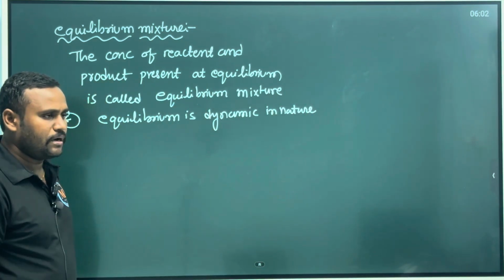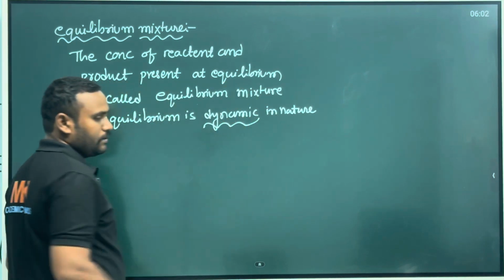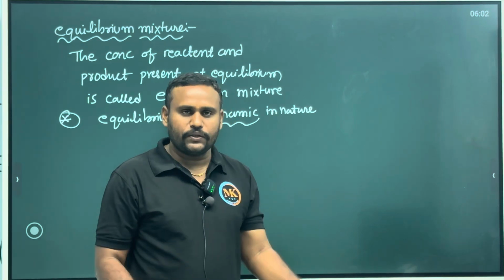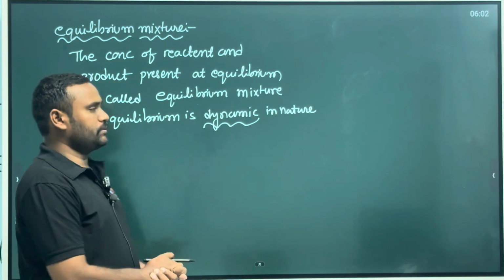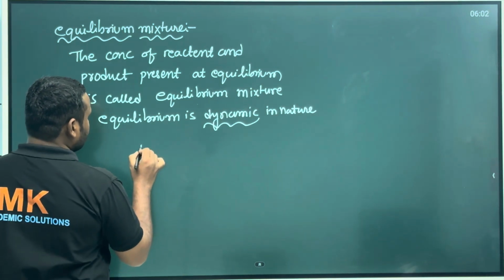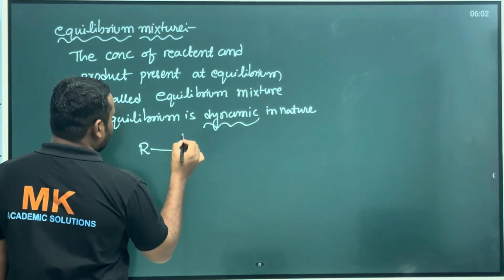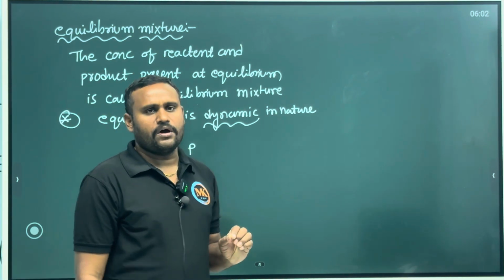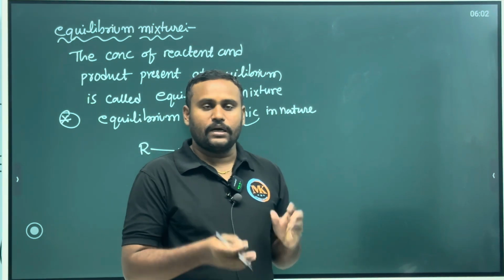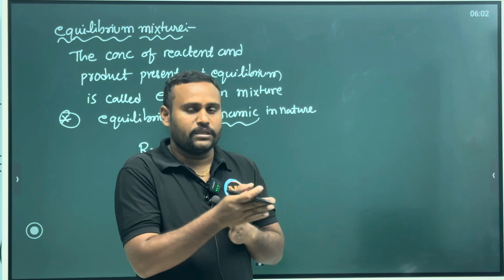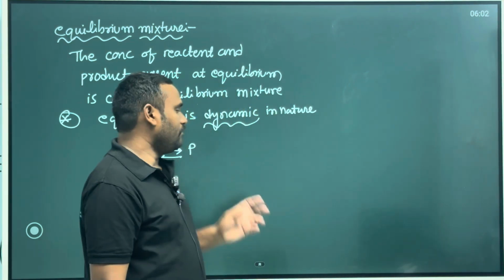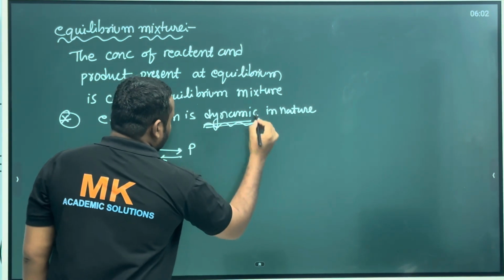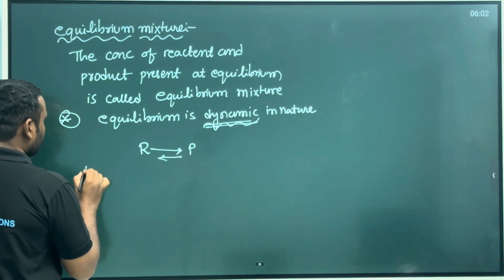What is the meaning of dynamic? Dynamic means, children, that the forward and backward reactions continue to take place continuously even after reaching equilibrium. That is known as what? Dynamic equilibrium. Here the reactant is always converted into product, and the product is always converted into reactant. Both forward and backward reactions do not stop after reaching equilibrium, but take place continuously even after reaching equilibrium. Such a type of equilibrium is called dynamic equilibrium.